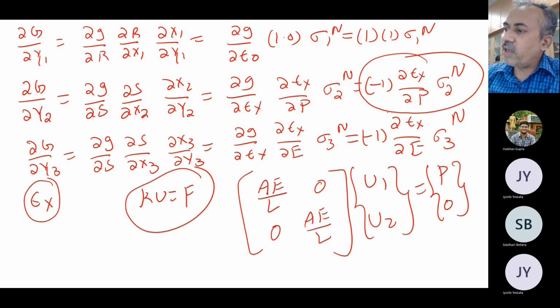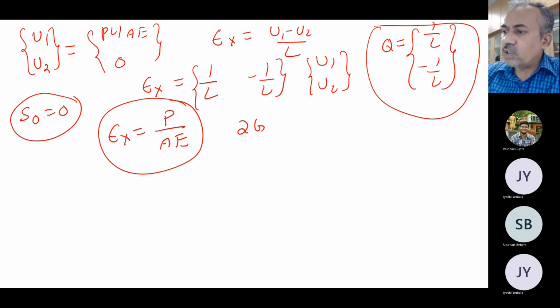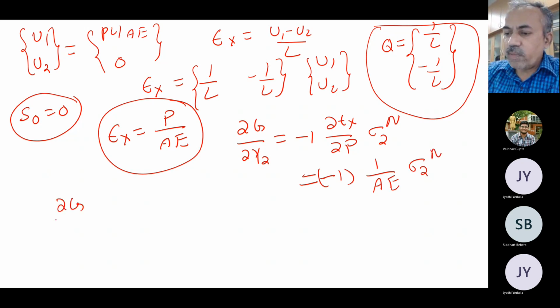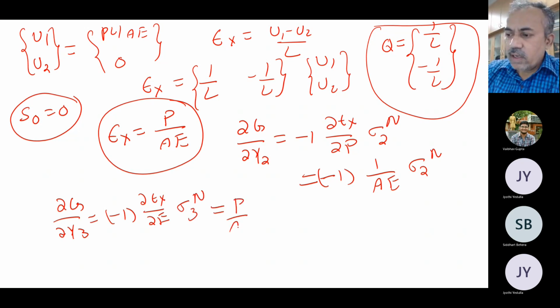So now since epsilon x is known, you can calculate the derivatives dou epsilon x by dou p and dou epsilon x by dou e also. So dou g by dou y2 turns out to be 1 dou epsilon x by dou p and then sigma 2 of n. Epsilon x is P by AE, so you can easily find out minus 1 by AE and then sigma 2 of n. Now similarly, dou g by dou y3: we had minus 1 dou epsilon x by dou e and then sigma 3 of n. So this turns out to be P by AE square, and sigma 3 of n actual.